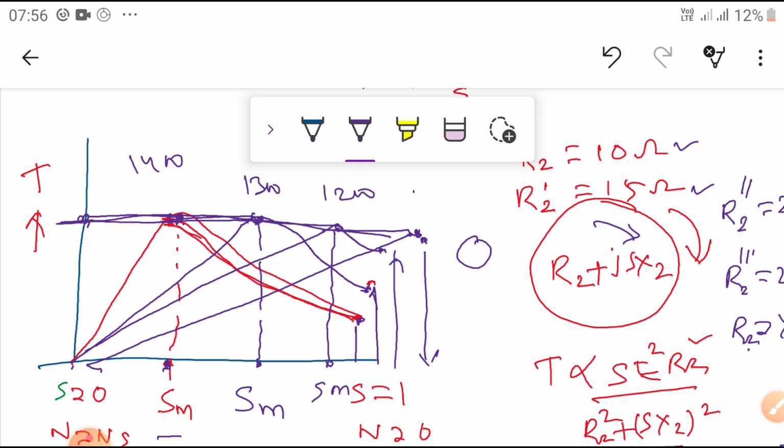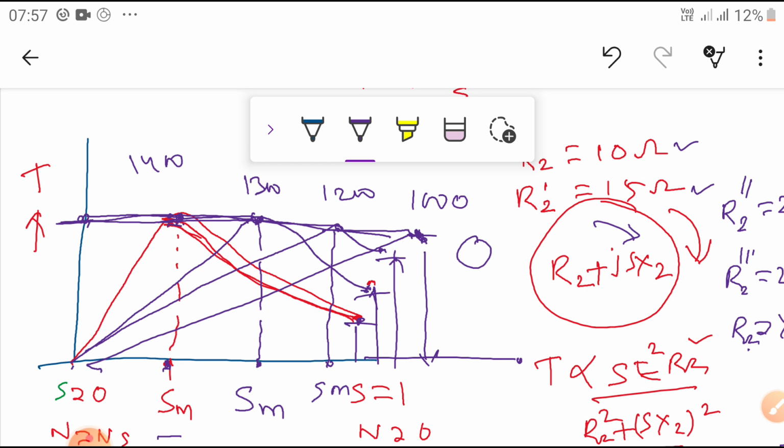For example, take the maximum as 1000 rpm. Now it goes on increasing toward zero speed. This is the maximum, and after that it will stall. So finally we conclude that the maximum torque is the same, independent of rotor resistance, and the slip for maximum torque increases with increase in rotor resistance. The starting torque increases with increase in R2. Here the starting torque increases with increase in rotor resistance, but the maximum torque is the same.